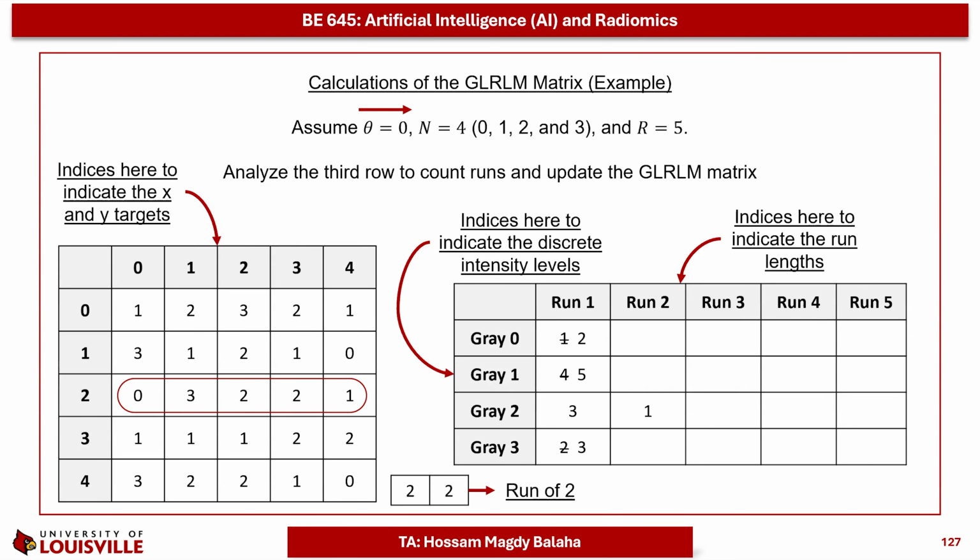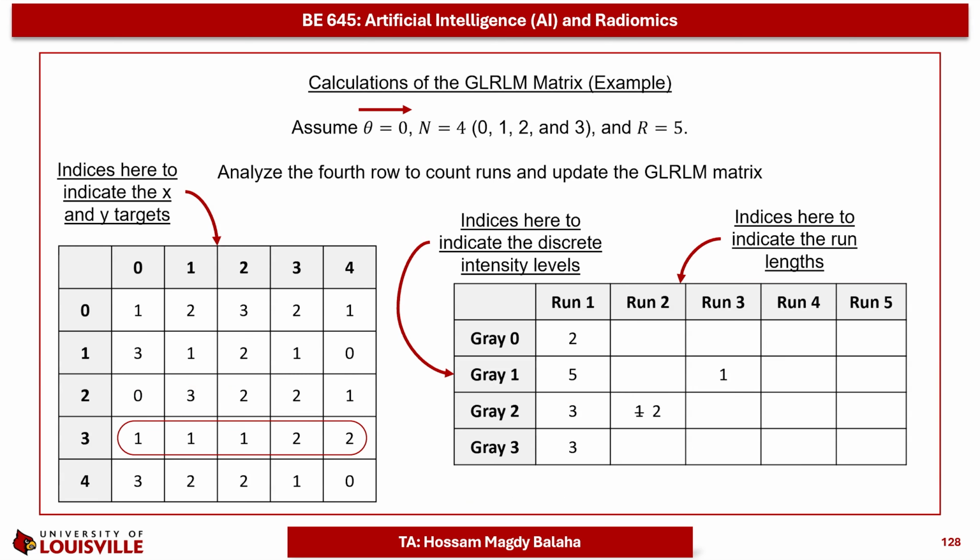What about the third row? Here, for 0 and 3, both of them are run of 1. But when you go to 2, here, you will find that the next pixel is 2. So now we have a run of 2 at gray level of 2. So we will move to run of 2 at gray level of 2 and increment that field. And the last pixel is run of 1.